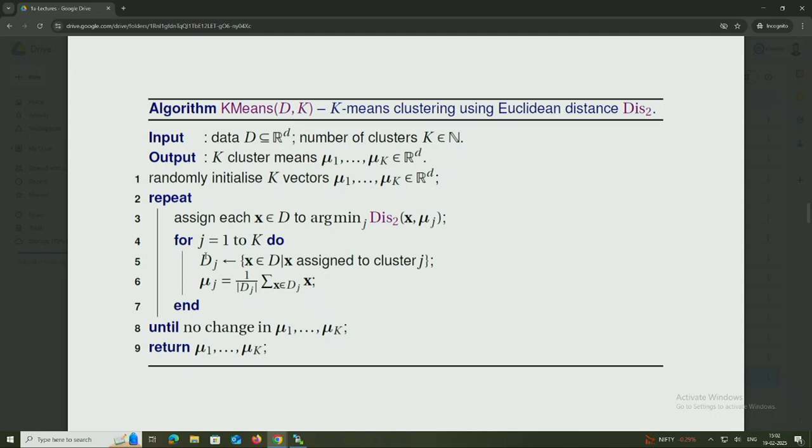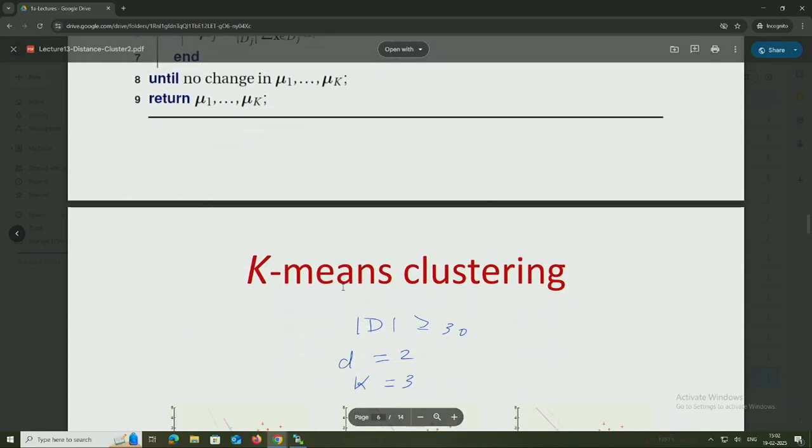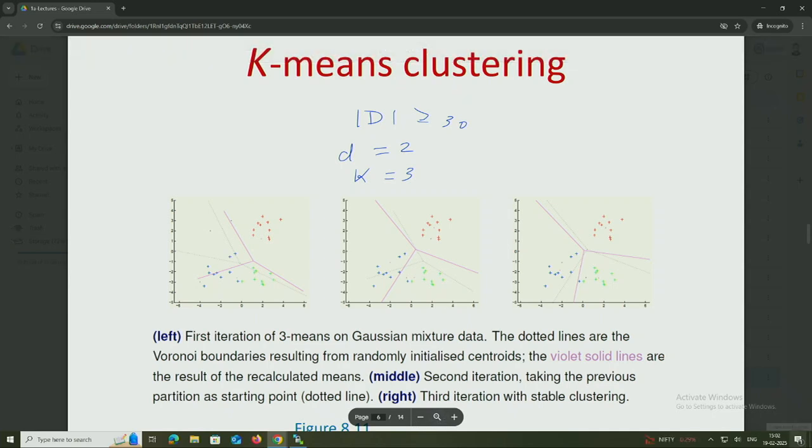So don't get intimidated. It's very straightforward. Okay. So K-means clustering. Now this example is good. So we'll see how this is proceeding.